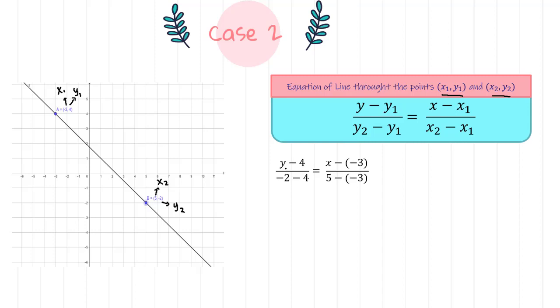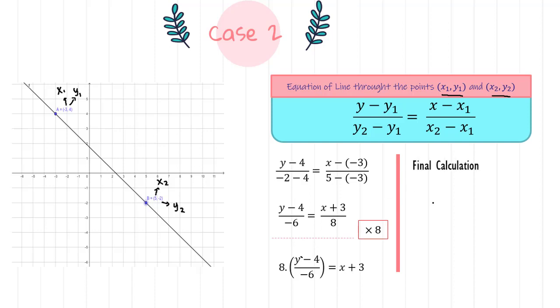So we can do a substitution into the formula and we will find it like this. And you can continue to find the answer. You can multiply all of the sides by 8, and then you will find the equation like this, and then you can go on, and you will find the final calculation will be 6x + 8y = 40. So this is for the second case.